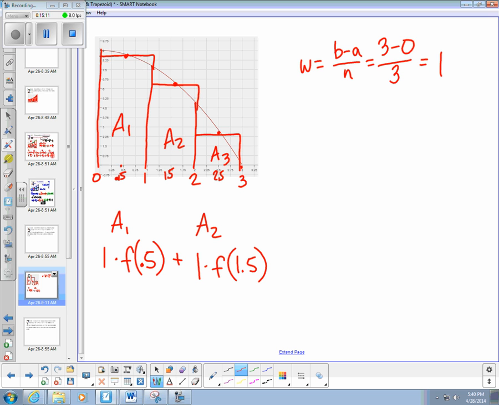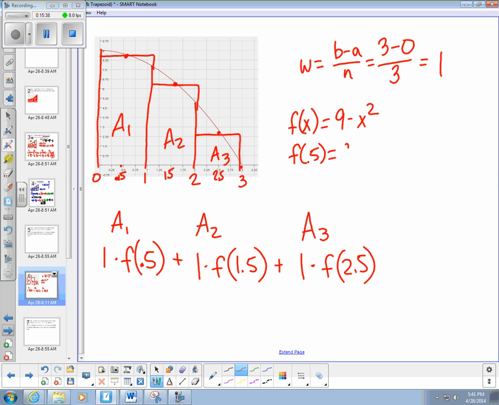And for our third rectangle, this time I only need 3 because I'm doing 3 partitions. Okay, 1 for our width times f of 2.5. So when x is 2.5, how tall is that rectangle? Okay, how do we get f of 0.5? We plug into our f of x, which was 9 minus x squared. So f of 0.5 would be 9 minus 0.5 squared.